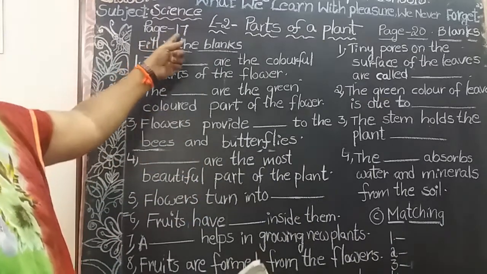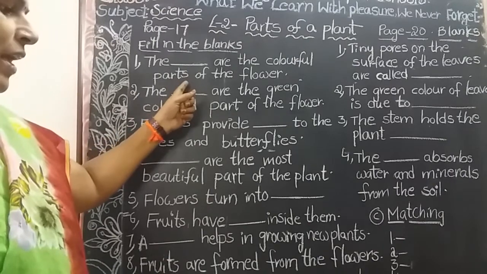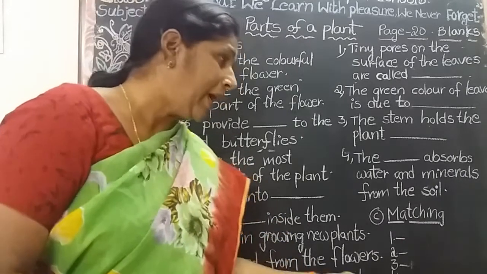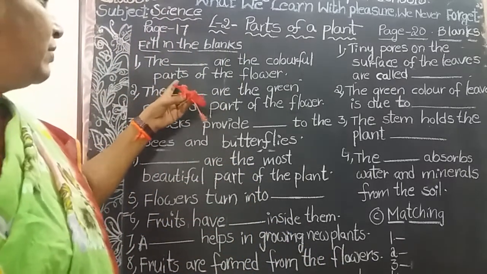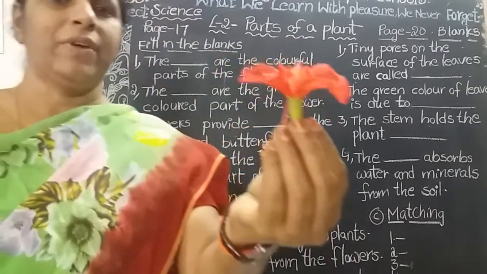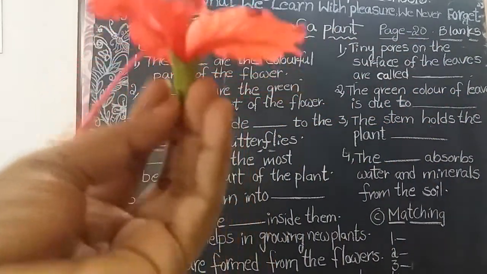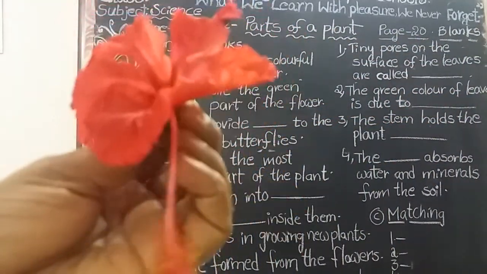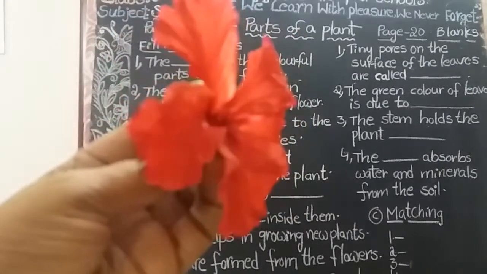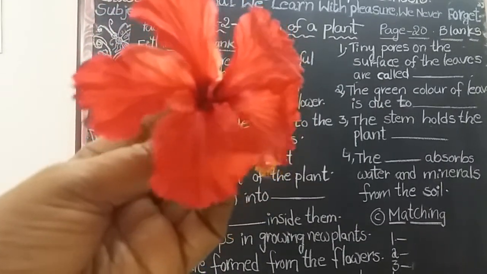See page number 17. Read the first blank. Dash are the colorful parts of the plant. Okay, yes, flower. Dash are the colorful parts of the flower. See here. What are the colorful parts of the flower? What are these red color parts? This red color part is called, recall once, petal.